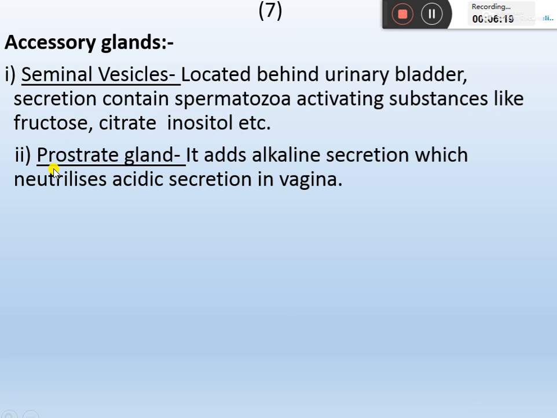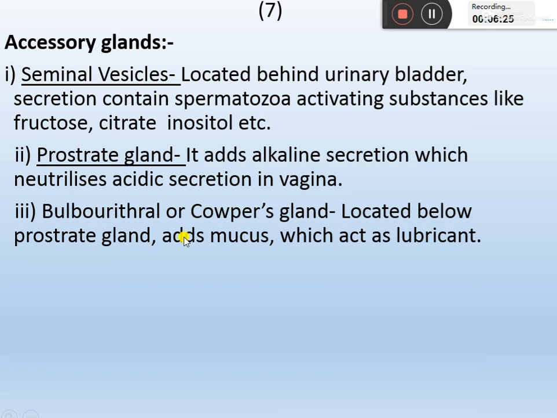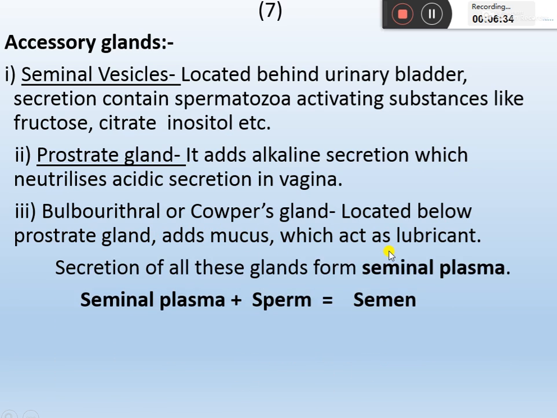Another gland is the prostate gland. It adds an alkaline secretion which neutralizes the acidic secretion present in the vagina. The bulbourethral or Cowper's gland, located below the prostate gland, adds mucus which acts as a lubricant. The secretion of these glands forms the seminal plasma. Seminal plasma along with spermatozoa is called the semen.